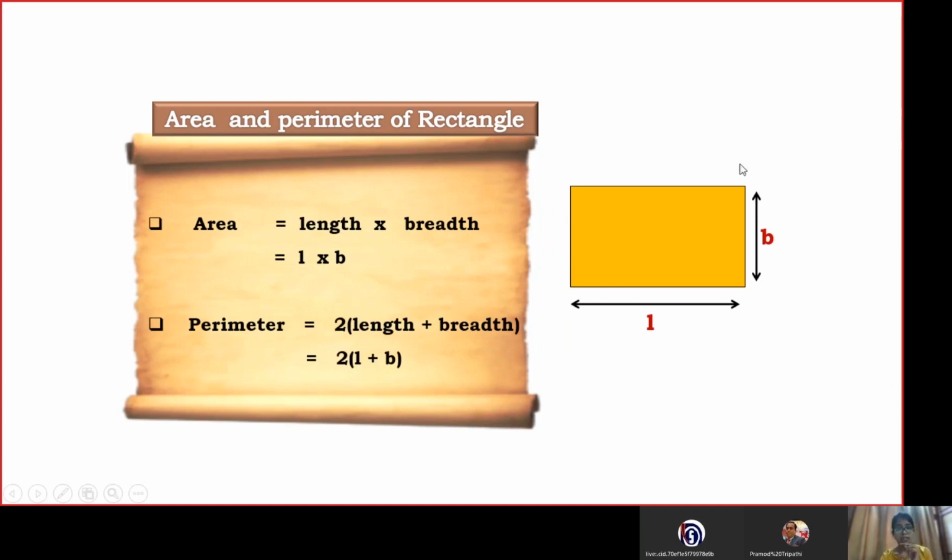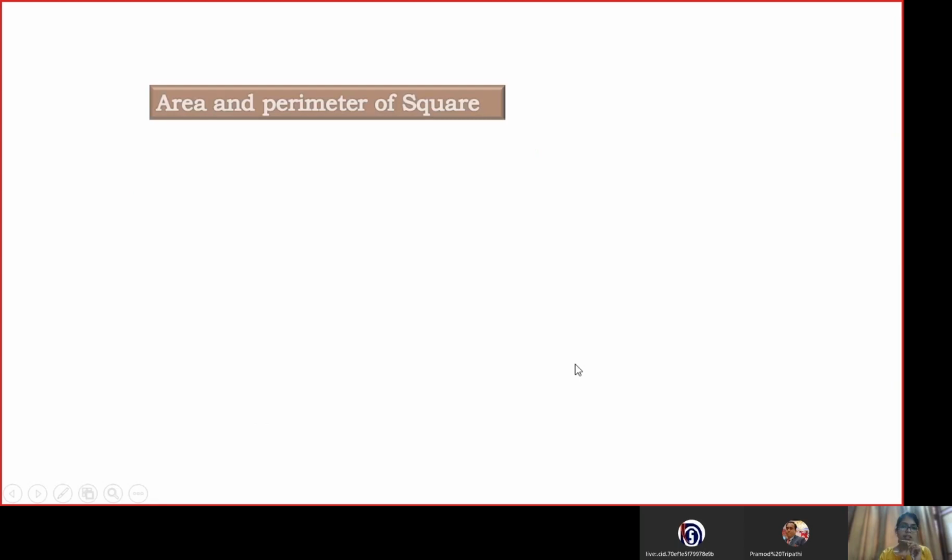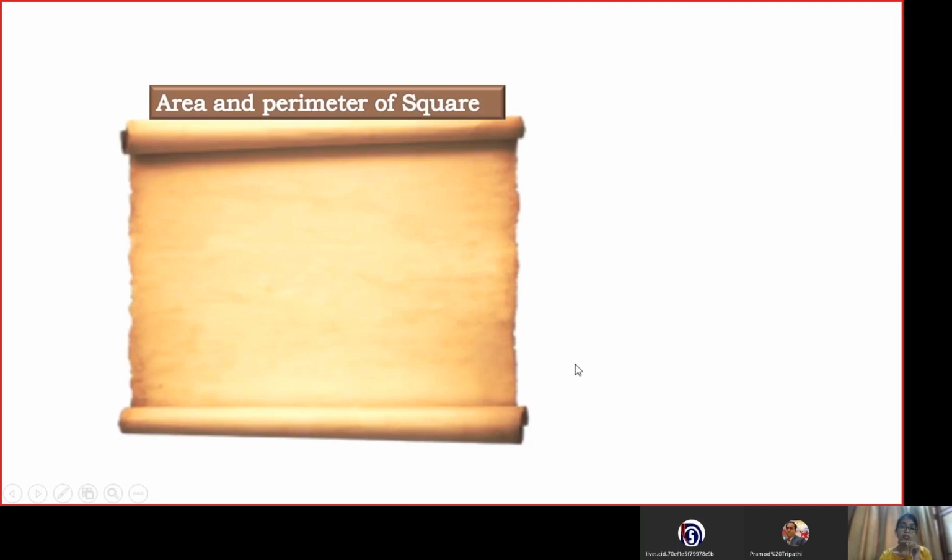Because in a rectangle, we have two lengths, the opposite sides, and we have two breadths, again the two opposite sides. If you add all these sides, we are going to end up with 2 into length plus breadth. Moving on, the area and perimeter of a square.